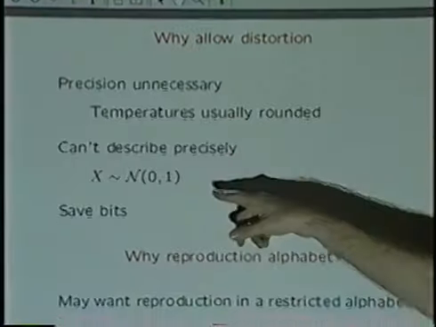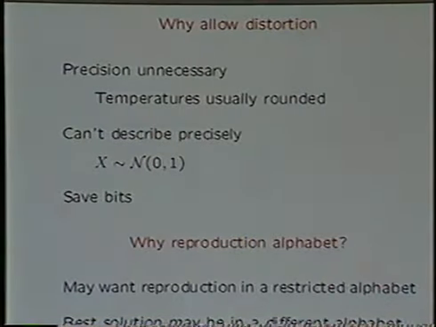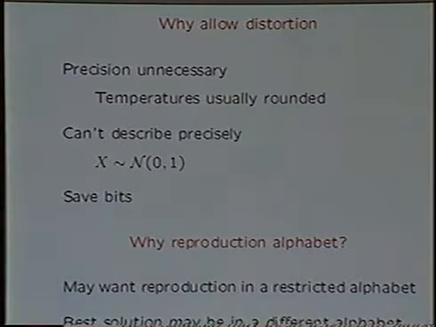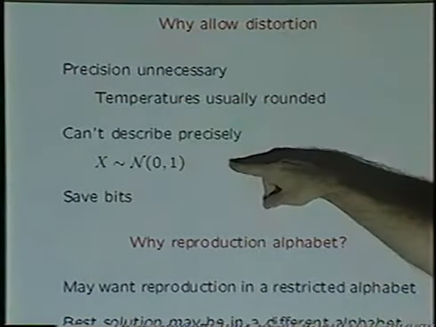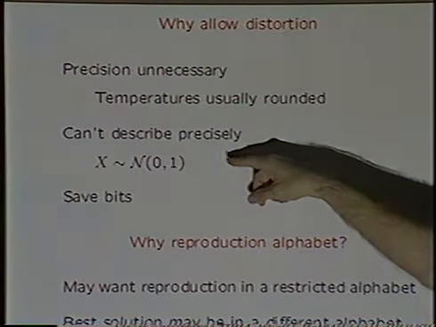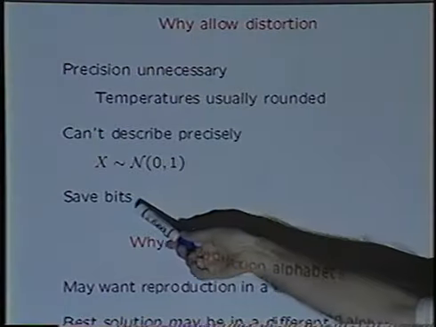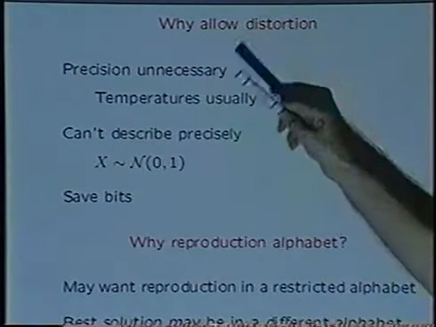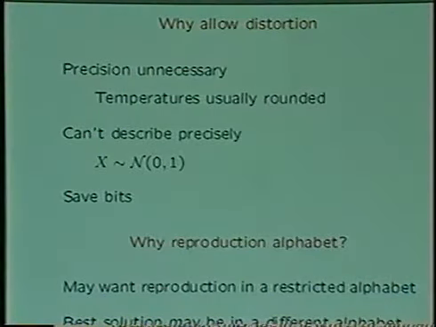Sometimes you can't describe a number precisely, even if you wanted to. For example, if you have a Gaussian distribution, you can't describe it exactly, because that will take infinite precision, will take infinitely many bits. So you need to describe it to within some precision. And if you allow any kind of precision, then you can get it to a finite number of bits. And also maybe you can describe it precisely, and precision is necessary, but you also care about bits, so you want to save bits. So there are several reasons to do that.